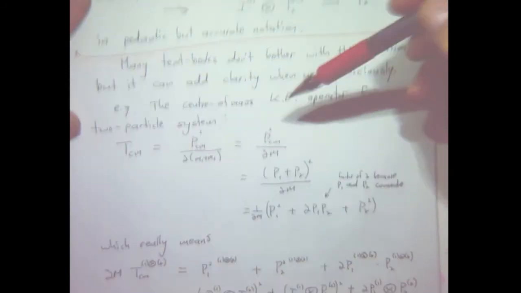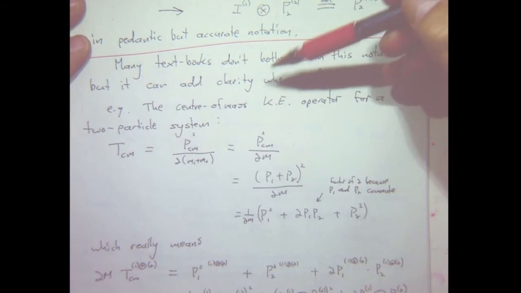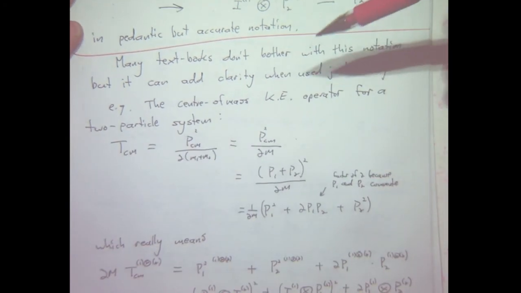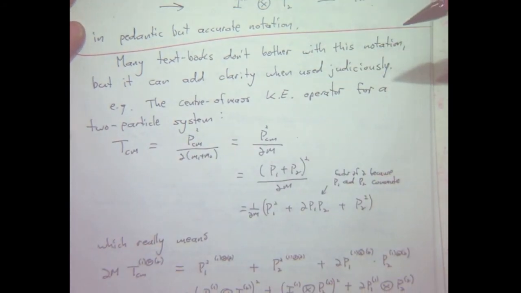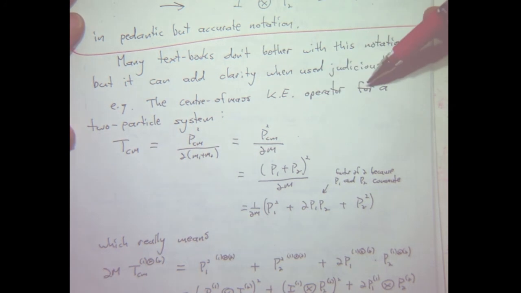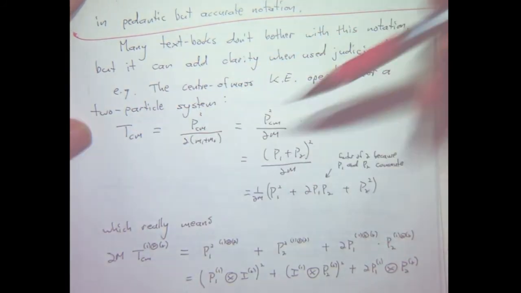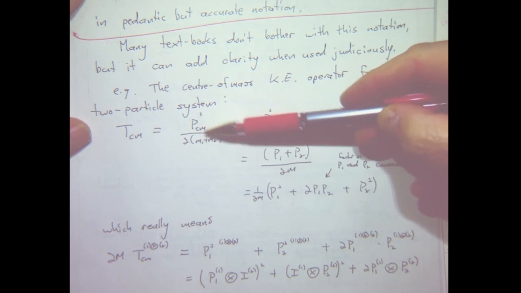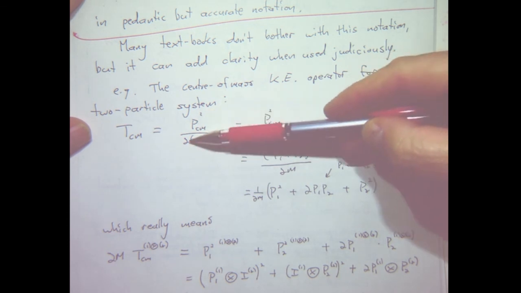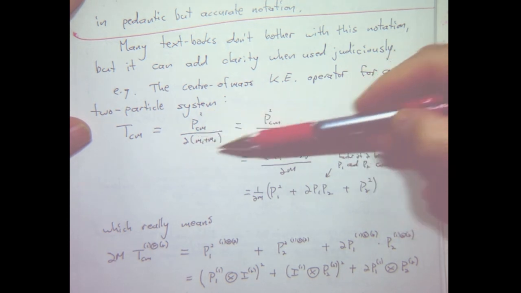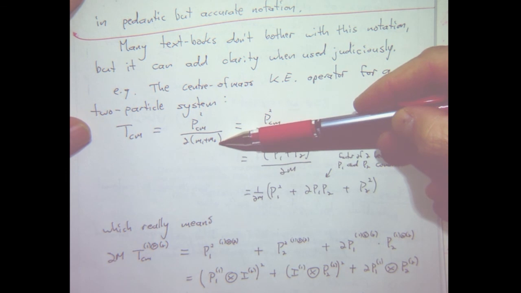So, for example, one thing you probably have seen before is the center of mass kinetic energy operator. The kinetic energy of the center of mass is the momentum of the center of mass squared divided by 2 times the total mass of the system, if there are just two particles, m1 plus m2.